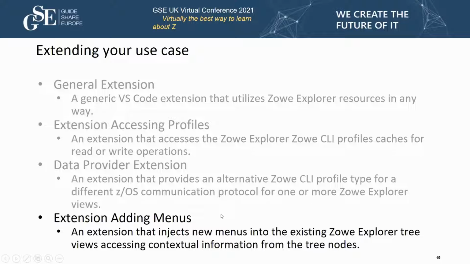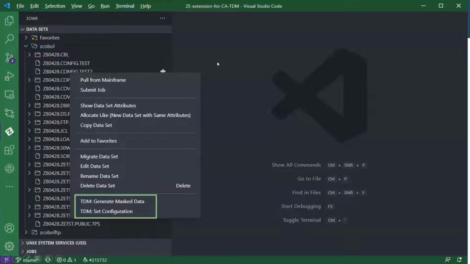And the last example, or at least the last one that we can think of for extending Zowe Explorer, is to add menus. It means that you create an extension and you want to inject new menus into the existing Zowe Explorer tree, and you access the contextual information from the tree nodes. This is one example of it. So I have here the Zowe Explorer screen, and I wanted to inject two commands. We have generate mass data and set configuration.